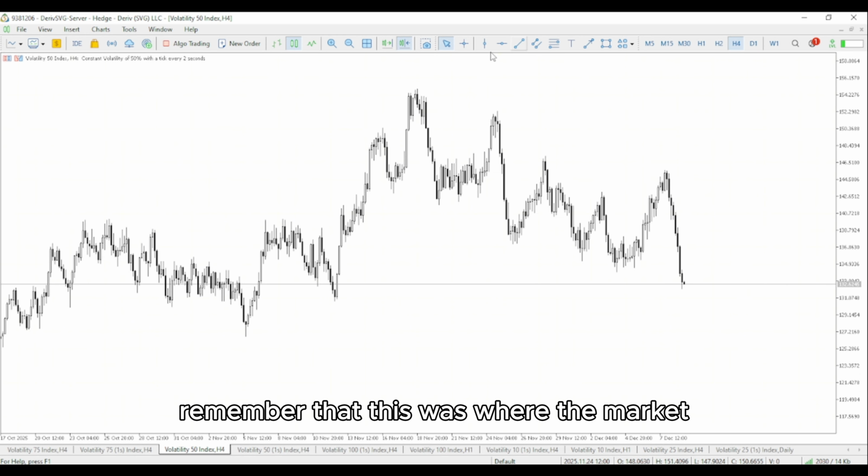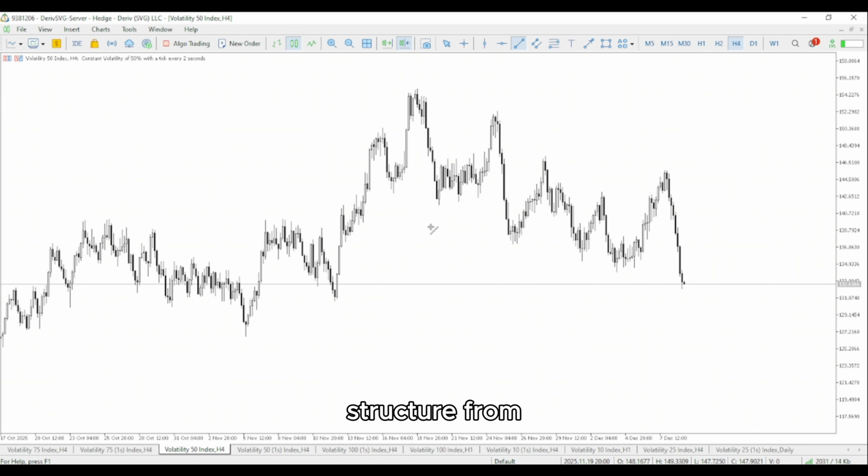Now remember that this was where the market changed structure from this place right here. Let me make this straight. Okay, this was where the market changed structure here on the H4 chart, also on the D1 chart. So now, as the market has changed structure here, the market is no longer bullish, it's now bearish. So we look for selling opportunity. We don't look for buys anymore, we look for only selling opportunity.